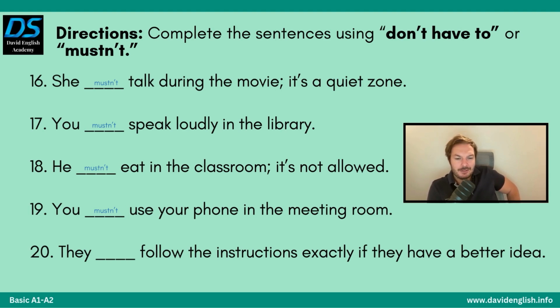20. They follow the instructions exactly if they have a better idea. So if they have a better idea, they don't have to follow the instructions exactly if they have a better idea. Now, I know, guys, that this can be very mixed up for you a little bit. They sound very similar. So don't get really caught up if you have made a couple of mistakes here.